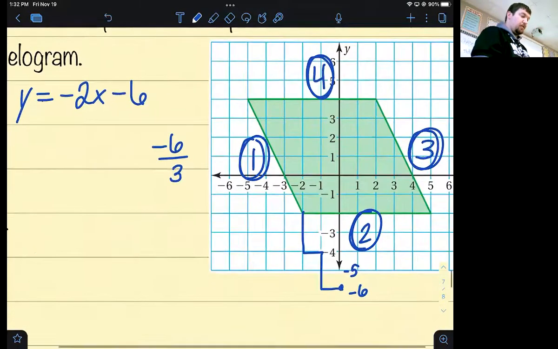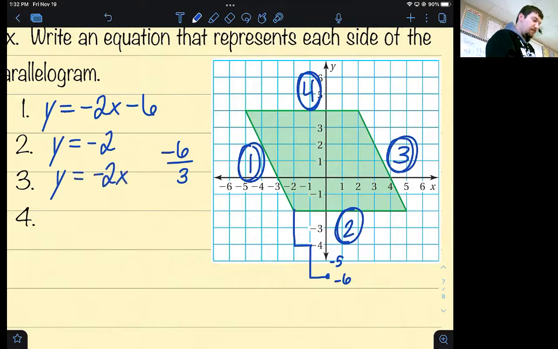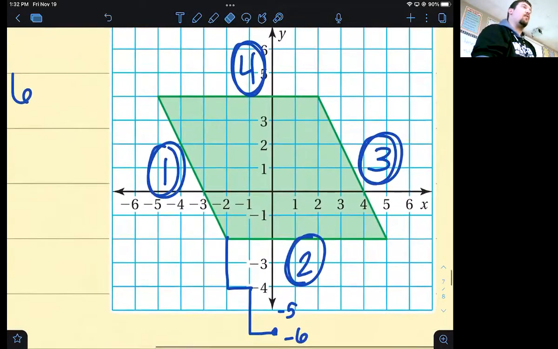Okay. Number 2, side 2 here. This one has a horizontal line. What kind of slope do we have on a horizontal line, Owen? It's 0. So y equals 0x, that just cancels out. And where does it cross the y-axis? At -2. So this one's just going to be y equals -2. Side number 3 is going to have the same slope of -2 because it's parallel, and parallel lines have the same slope. It's going to have a different y-intercept though.